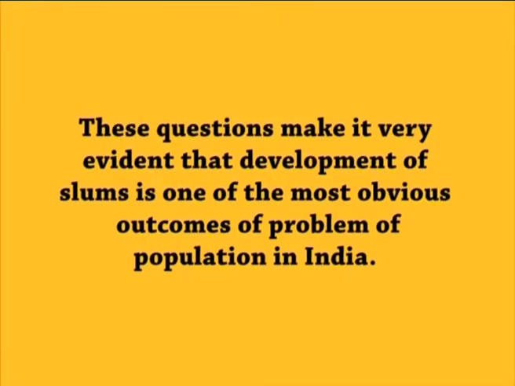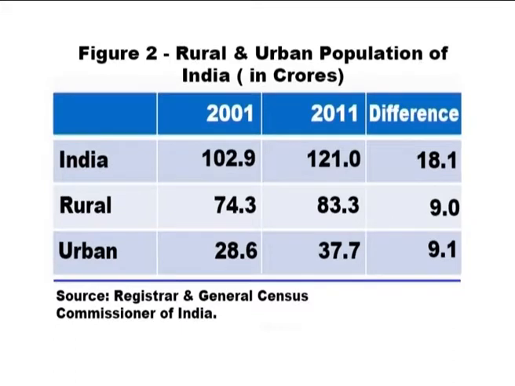Where will such a big population reside if they have no home? Can they be denied the right to dwell or move in the nation when they are born in India and when they are duly Indian citizens? Can slums be so easily demolished? Do all in India earn to the level of their basic needs? Are not slums the last option for homeless people? These questions make it very evident that development of slums is one of the most obvious outcomes of the problem of population in India. Figure 2 shows the rural-urban population of India.